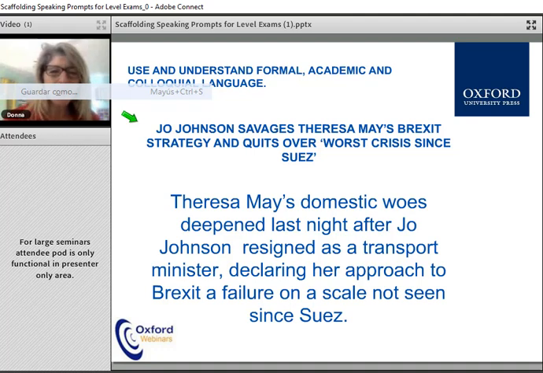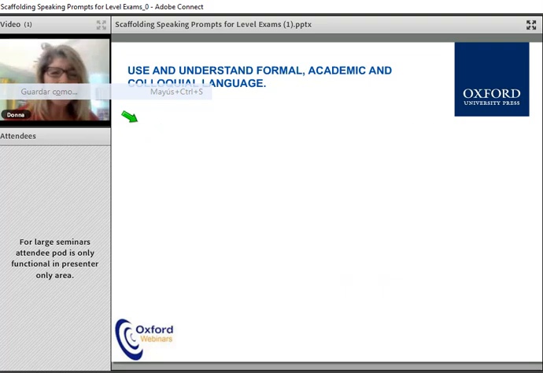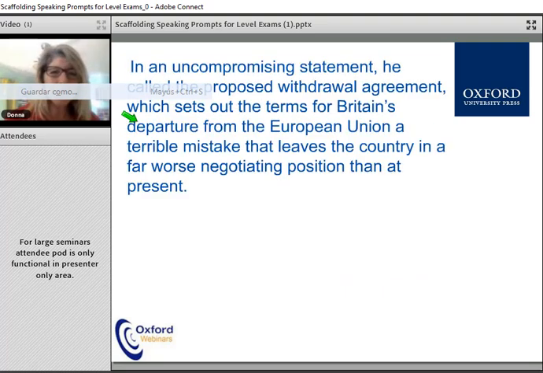Theresa May's domestic woes deepened last night after Joe Johnson resigned as the transport minister, declaring her approach to Brexit a failure on a scale not seen since Suez. Right. I understand that because I've grown up speaking English. It's pretty challenging for someone who's learning English. So what we can do is take it and give them 2 choices. What does it mean?